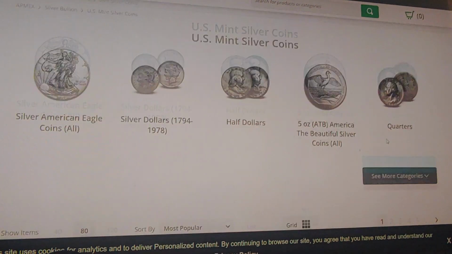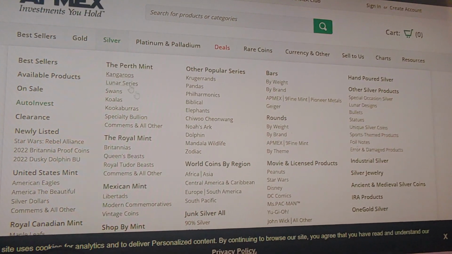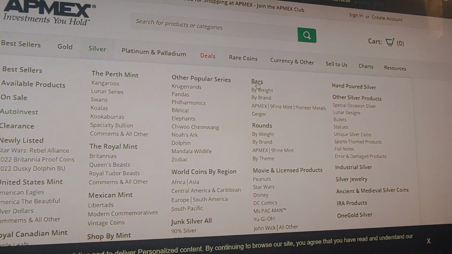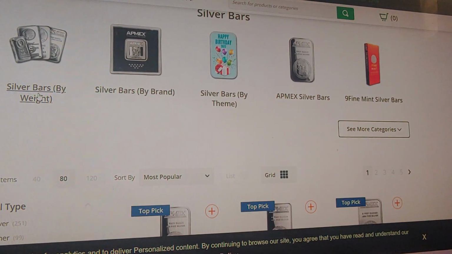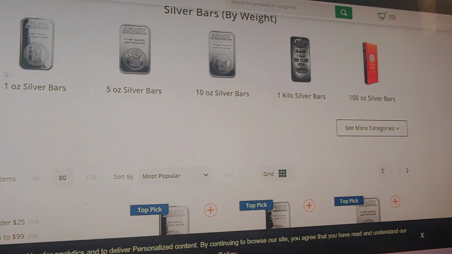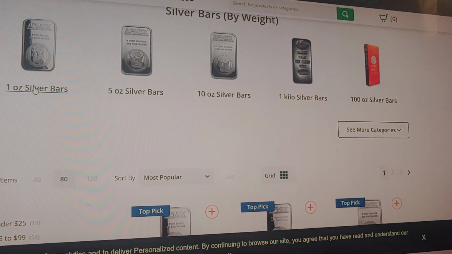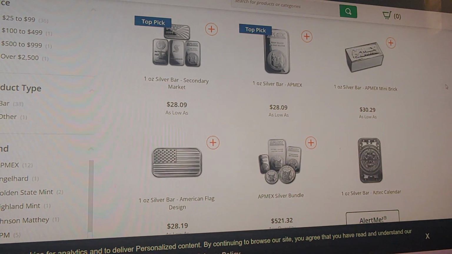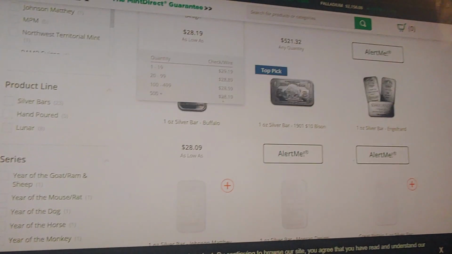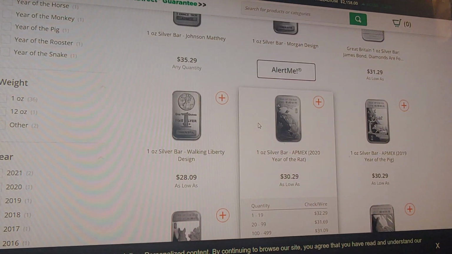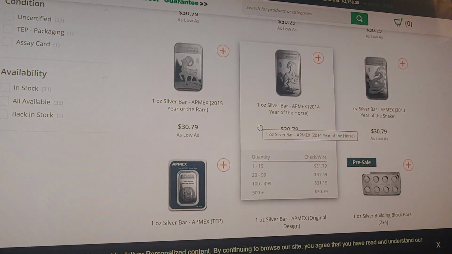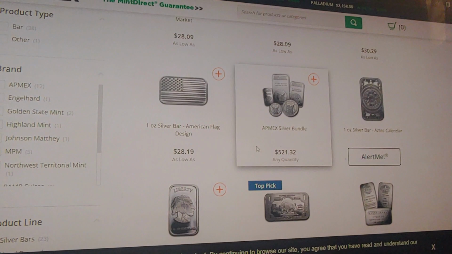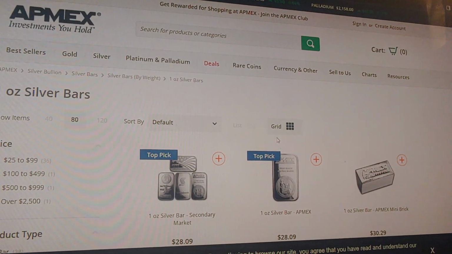you went with something as basic as a bar with the basic company logo bar, 1 ounce, like the standard. So we got $28 here, which is the cheapest I see so far. $28. Let's see.